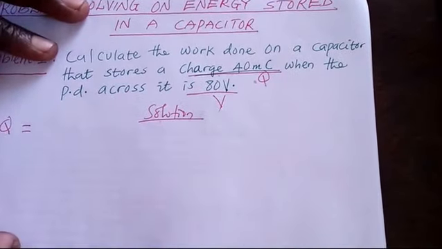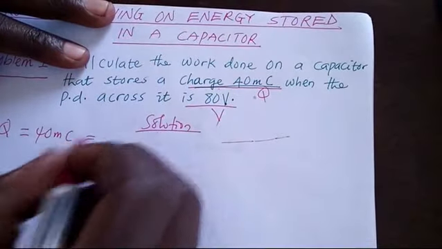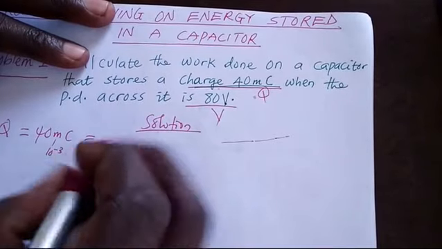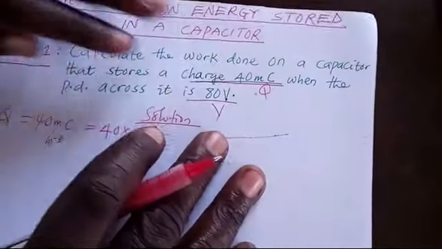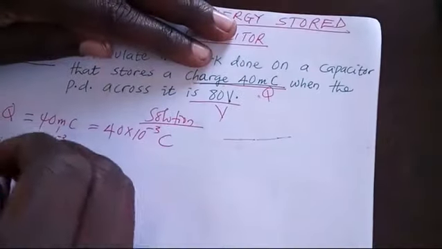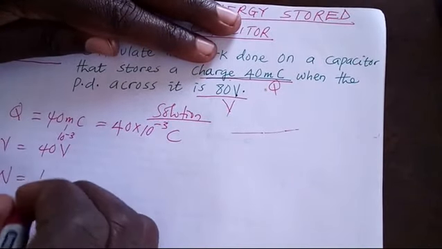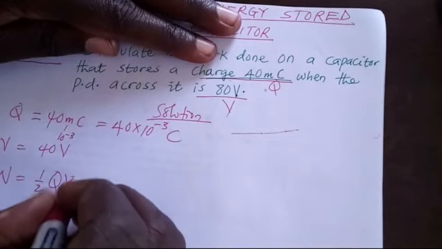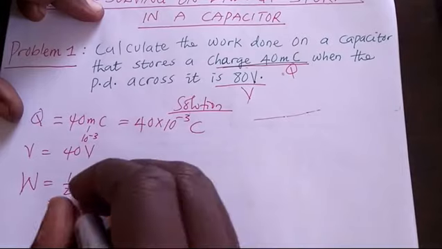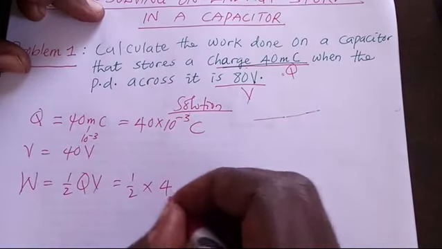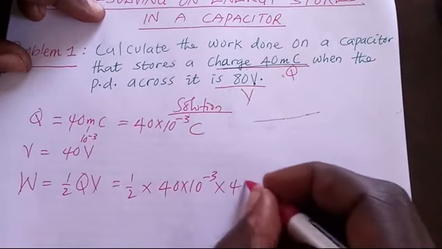Q is equal to 40 millicoulomb. This milli is 10 raised to the power of minus 3, so you have 40 times 10 raised to the power of minus 3 in coulomb, and then you are given V. So work done is equal to half QV. You use the first formula, and this is equal to half, your Q is 40 times 10 raised to the power of negative 3, times V.